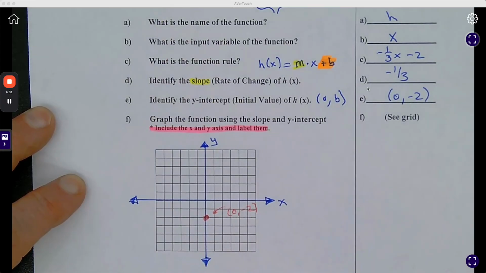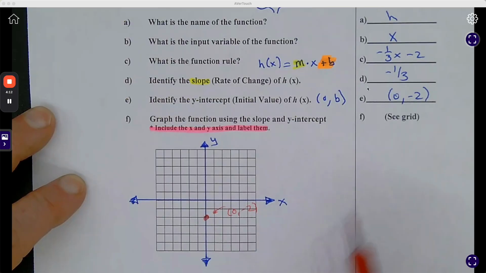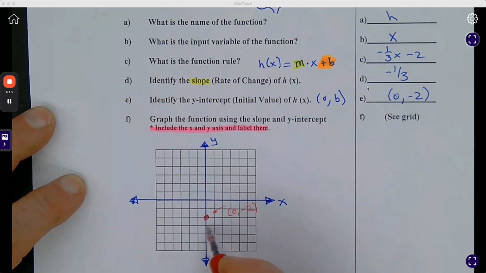Now from there, I'm going to go ahead and apply the slope. So the slope is rise over run. So I'm going to apply that slope down 1, because notice my slope is negative 1/3. So down 1/3.